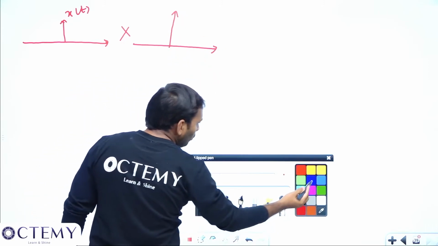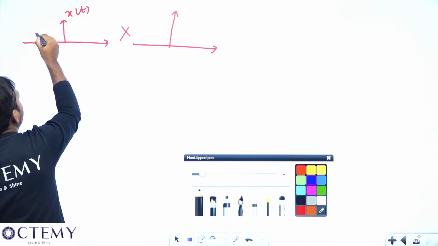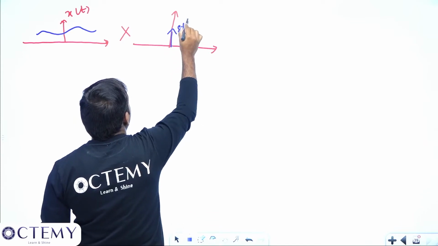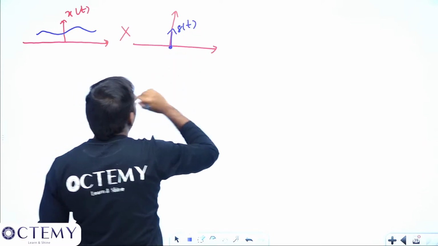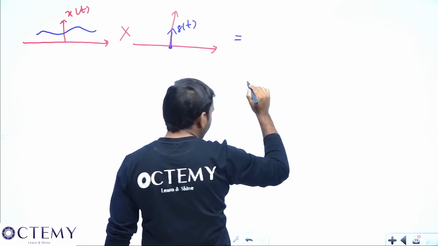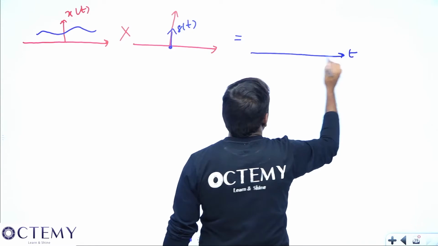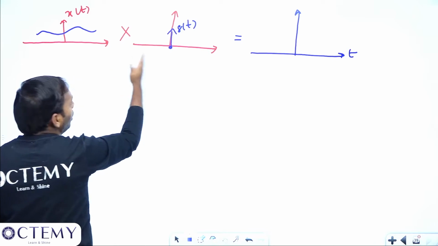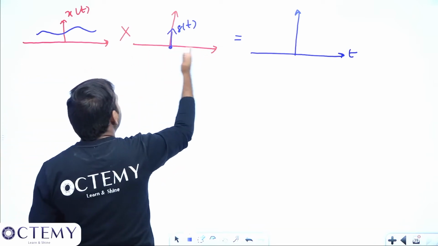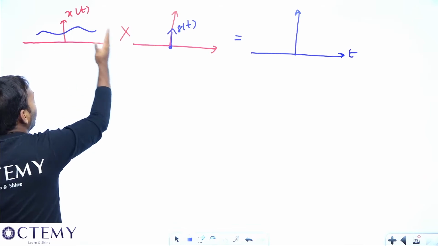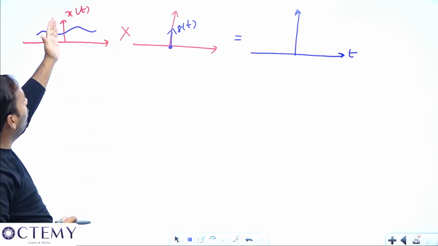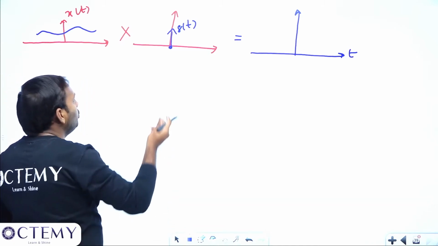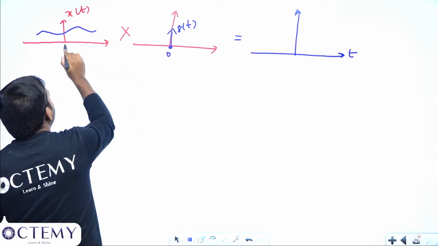So I will try to take a different color. This is some function x of t, and it is multiplying with del of t. Then what you will be getting is simply, see here clearly, a very important property of the impulse function. For t less than 0, this is 0, and for t greater than 0, this is 0. So whatever the value on the right of x of t and whatever the value on the left of x of t will be eliminated, and at t equal to 0, this is 0 and this is 0.